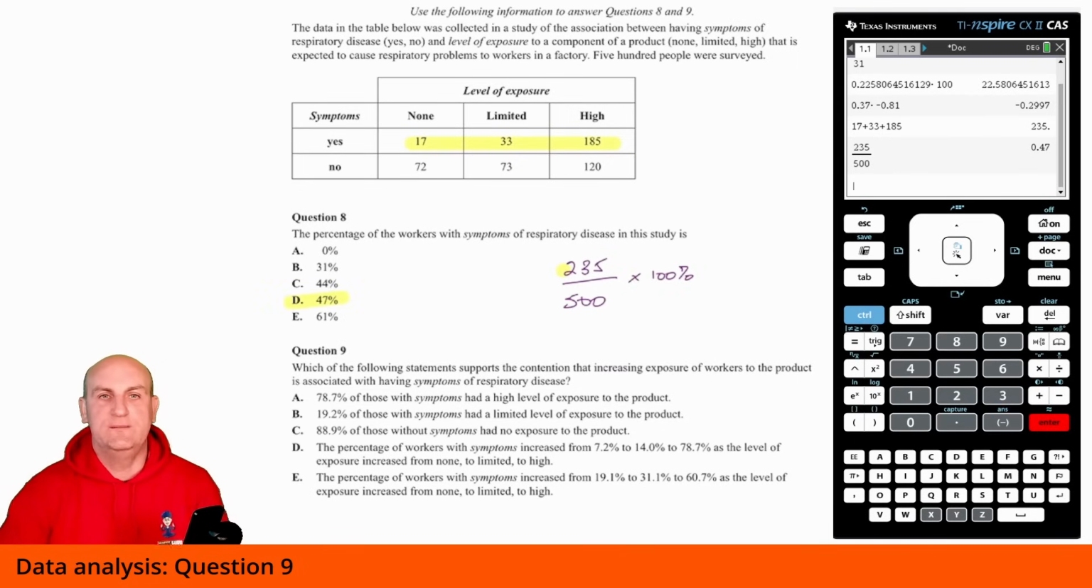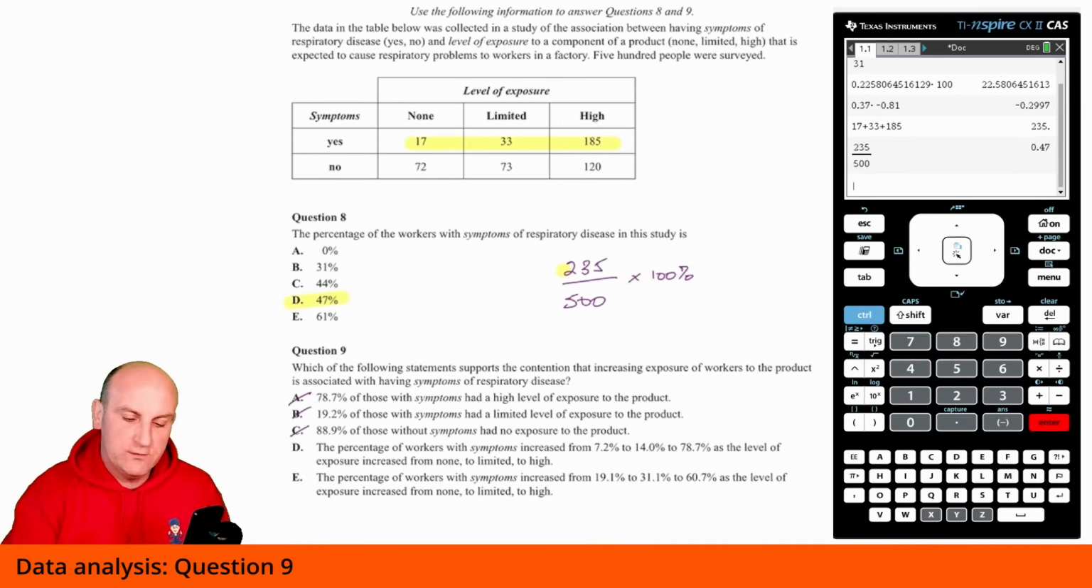Which of the following statements supports the contention that increasing exposure of workers to the product is associated with having symptoms of respiratory disease? Okie dokie. So first things first, I'm going to discount A, B, and C straight away, because they don't actually have all of the statistics we need. Whenever you write these, you've got to give certainly more than one statistic. So I'm going to get rid of A, B, and C before I even start. It's got to be between D and E.